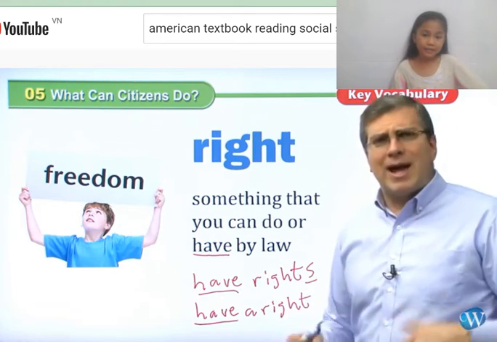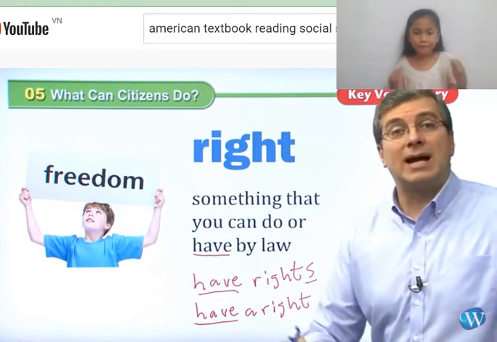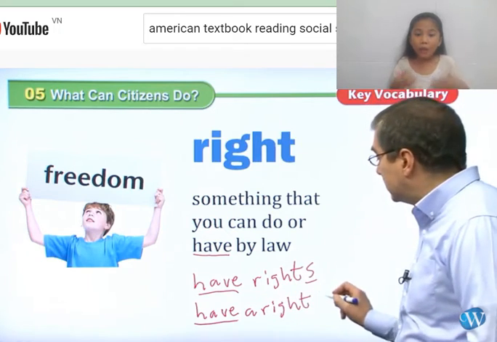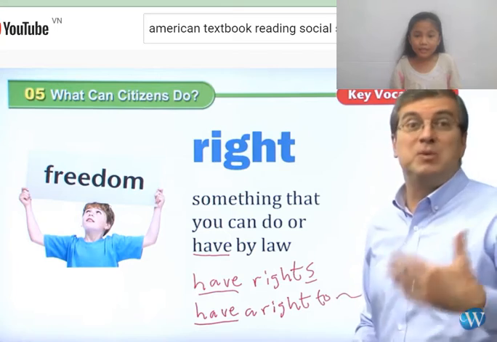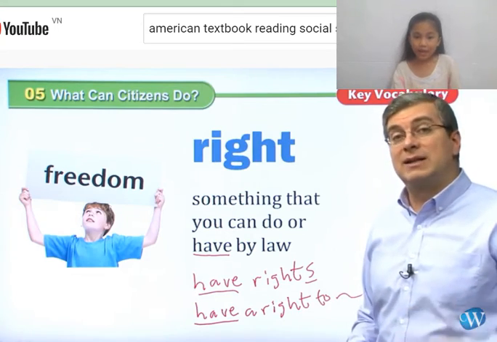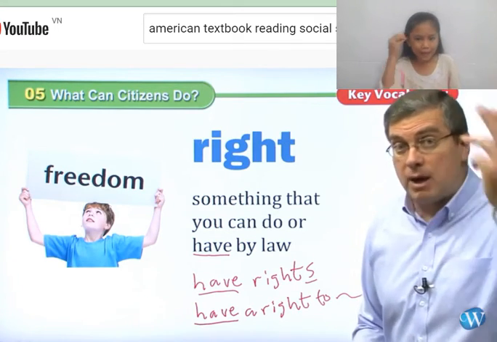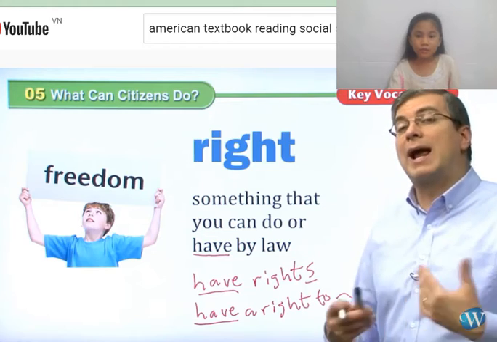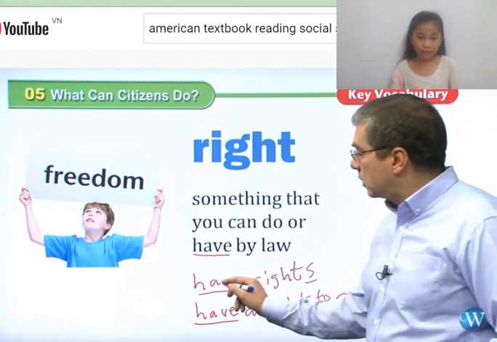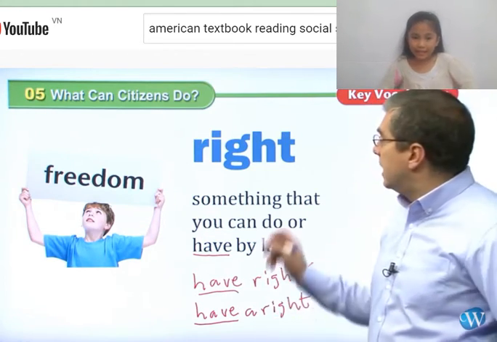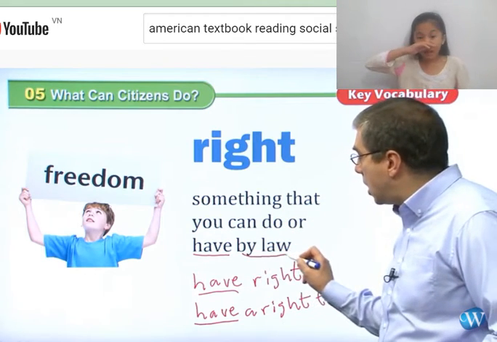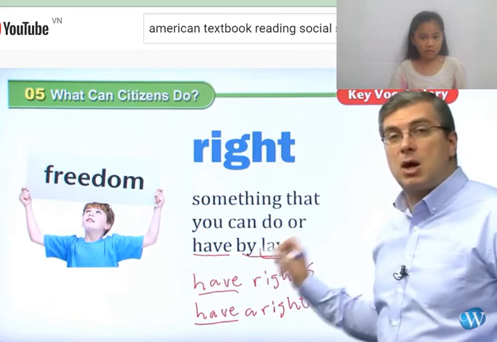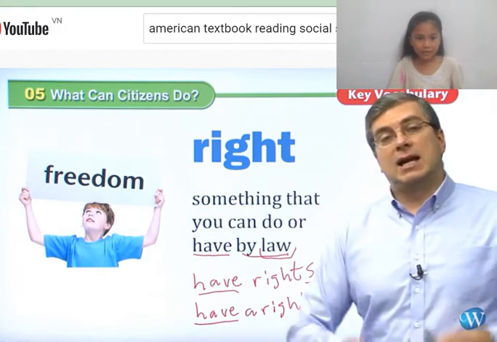So, I have rights to say what I want. But I have a right to do something. I have a right to stay here. I have a right to say what is in my mind. I have a right to do what I like to do. So right is something that you can do or have by the laws. Laws from the leaders, right?